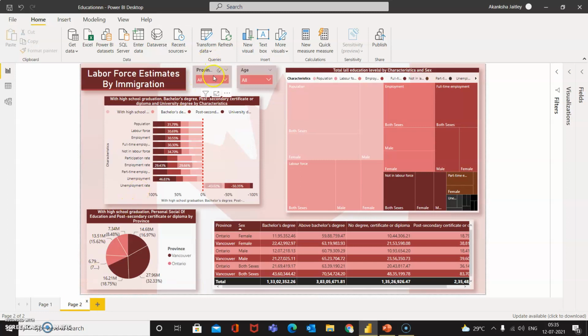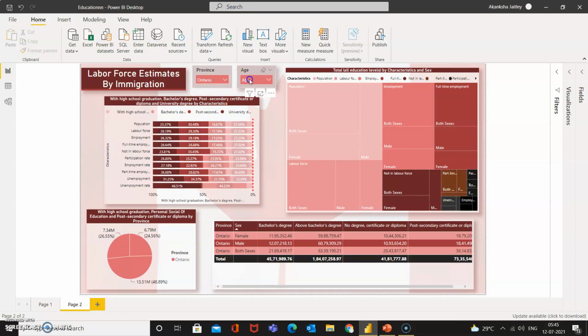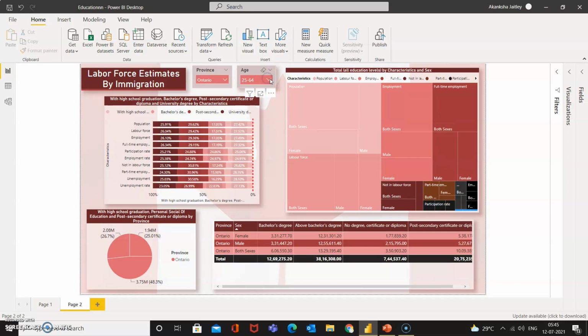Over here, we can see that we are having 2 kinds of slicers. One is age and the second one is province. This is a tree map over here. If we want to infer, let's say, for the province of Ontario, with age between 25 and, let's say, 64, the employment for total education level of people by their sexes, we can see that this much amount of people were employed of both sexes. For males, it was this much amount, and for females, it was this much amount.